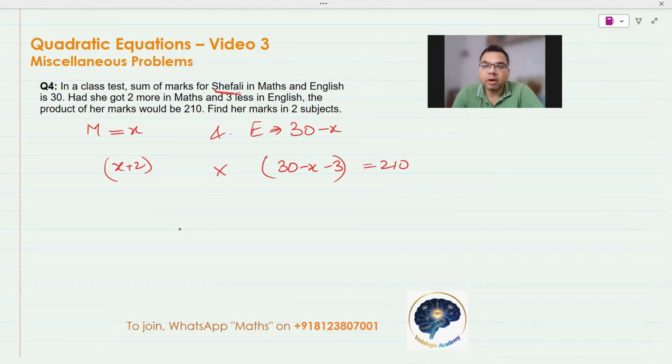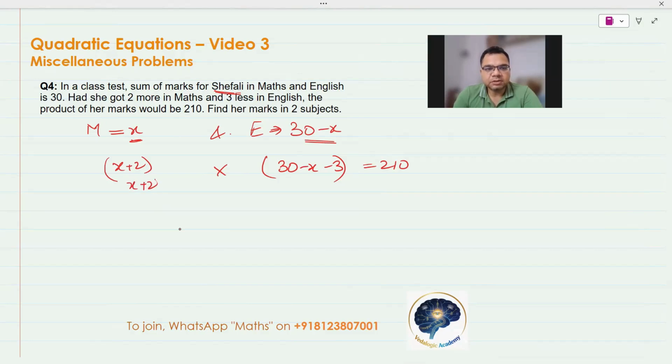So what I have done is I have not used two variables here. Instead of using two variables, I have used one variable X for the maths. And for English, I have put 30 minus X. I could put Y as well. Then X plus Y becomes 30. And again, the same thing will happen. And for the second part of the equation, I've written whatever is being given in the question. She got two more marks in maths, so X plus 2, and 3 less in English. 30 minus X is the English marks, minus 3, and the product of her marks would be 210. So it's a single variable, single equation. We can solve it. Let's try to do that.